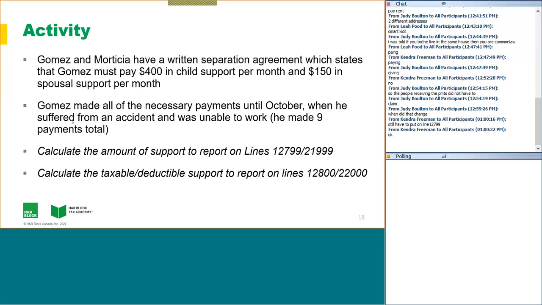I'm going to give you a minute or two to calculate the amount of support that you want to report on lines 12799 and 21999. What is the reportable portion? What will each of them put on their returns as the reporting number? And then what will Morticia have to claim as taxable income? What can Gomez claim as a deduction? So take a minute. If you think you have an answer, give me a check mark just to see how you're doing. We're going to do a quiz. Just want to give you time to do the calculations first.